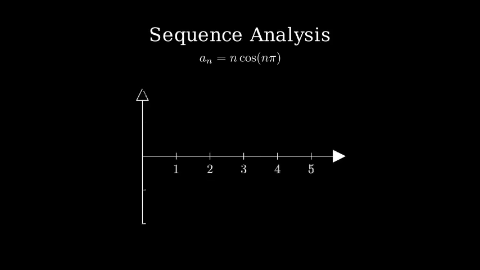We have two parts: n, which grows linearly, and cosine of n pi, which oscillates between +1 and -1. Let's first look at cosine of n pi. When n is any integer, n pi gives us multiples of pi. For even values of n, cosine of n pi equals 1. For odd values of n, cosine of n pi equals -1.